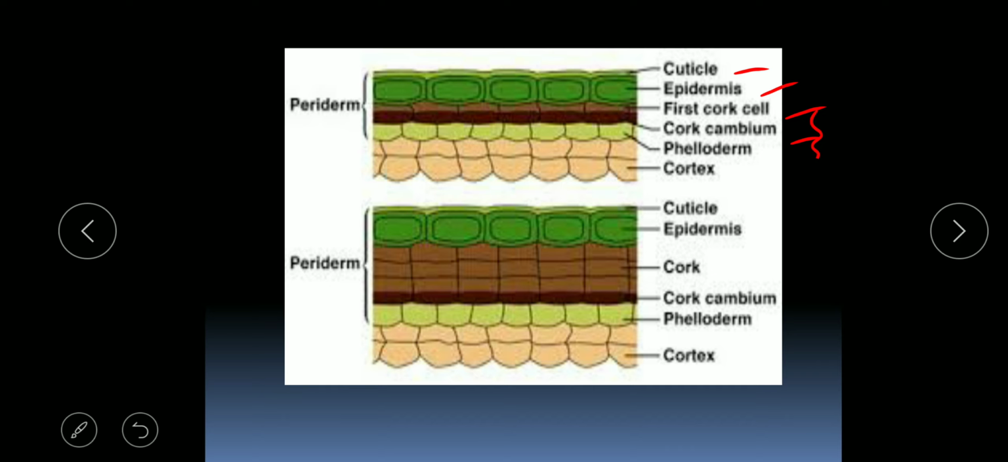This cork is also present in the bark region. When it is present in the bark region, it will provide protection to the plant parts. Internal plant parts will be protected by the cuticle and by the cork.